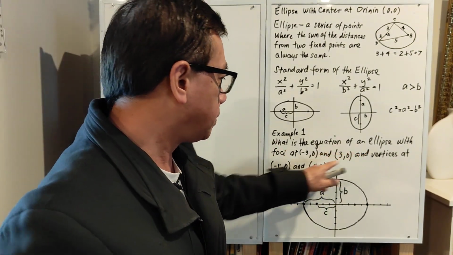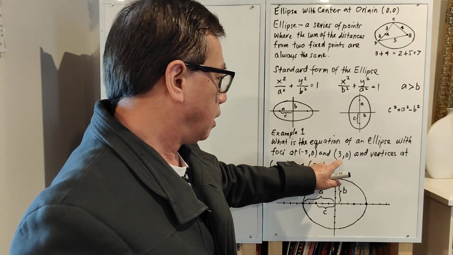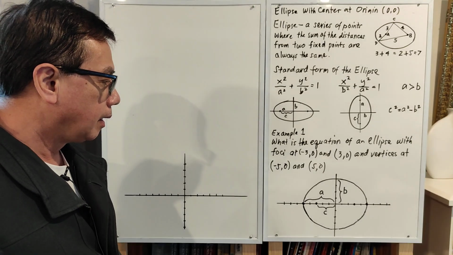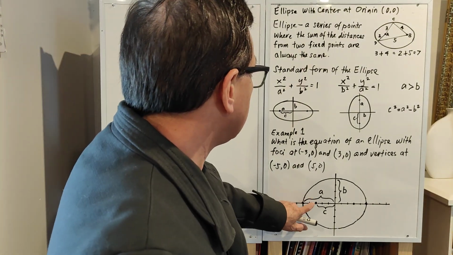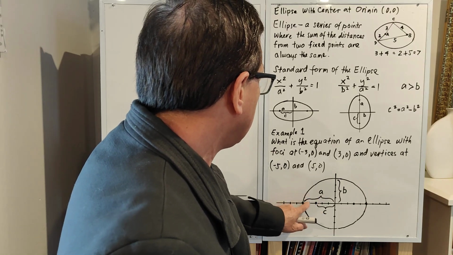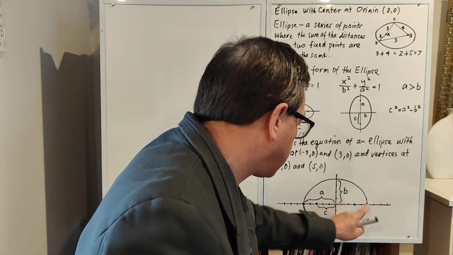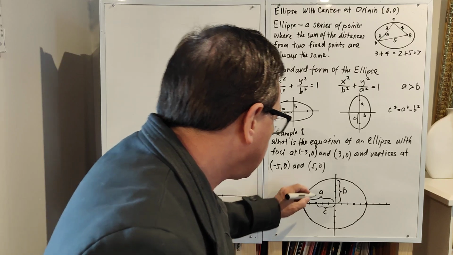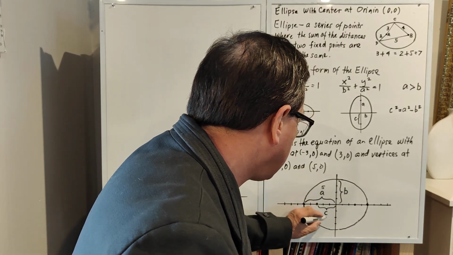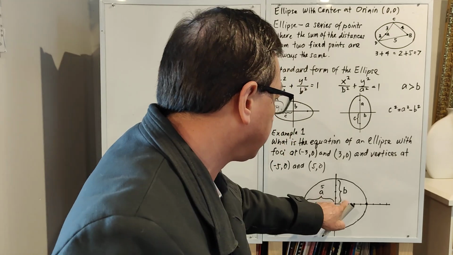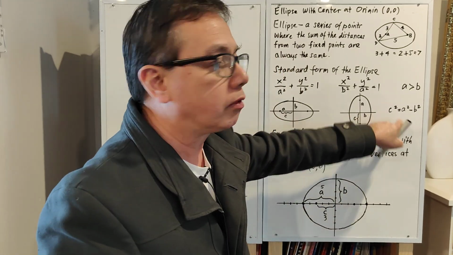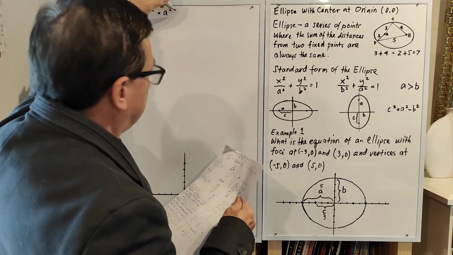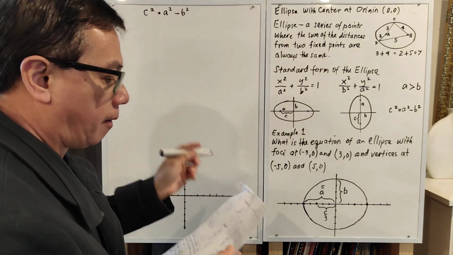What is the equation of an ellipse with foci at (-3, 0) and (3, 0) and vertices at (-5, 0) and (5, 0)? So in here, we can see that this is (-5, 0), this is (5, 0), this is (-3, 0), and this is (3, 0). We can see that A has a value of 5 and C has a value of 3. Now we can compute for B using this equation. C squared is equal to A squared minus B squared.